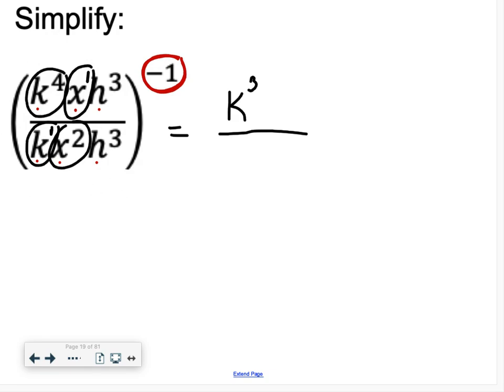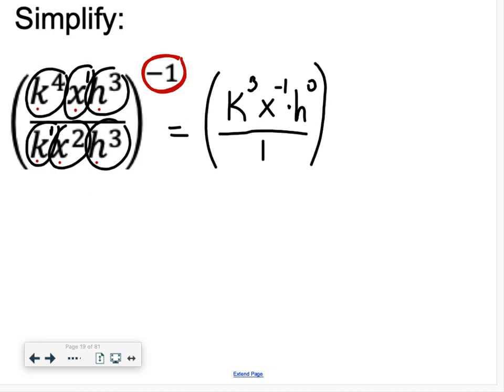So if I subtract, and be really careful, 1 minus 2 is negative 1. When you subtract, your answer always ends up in the numerator. I'll come back to that negative exponent. Okay, then h to the third divided by h to the third. Well, 3 minus 3 is 0, and you might not even write that, and I might not either. Okay, and I just really have 1 left on the bottom. And then this whole quantity is still raised to that negative first power. Don't forget about that, right?